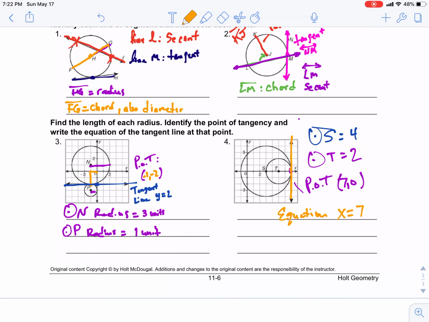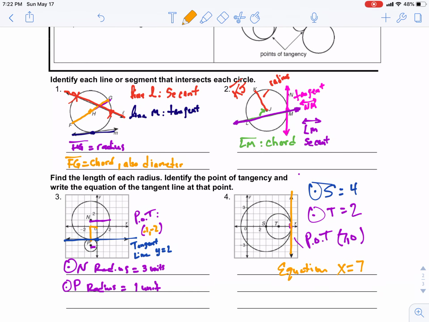Okay, so try out homework tonight. It should be pretty straightforward. Just make sure you keep going back to those definitions and picking out the right kind of word for each picture.